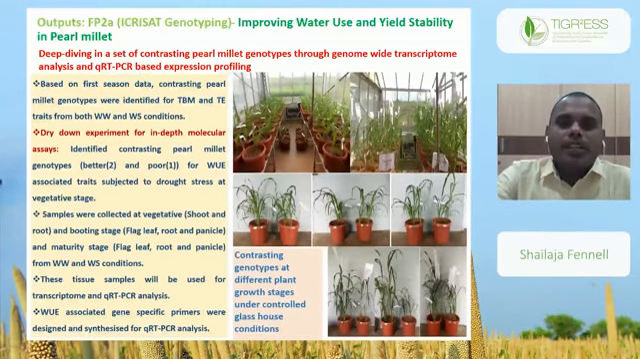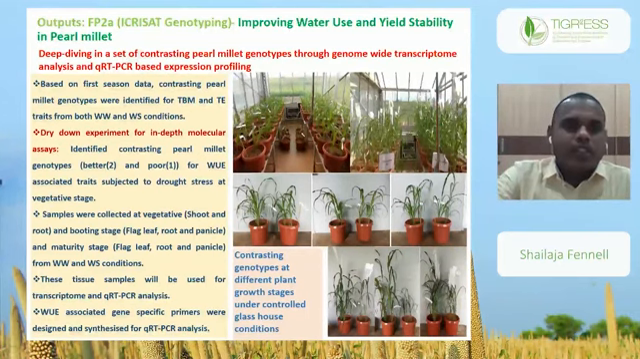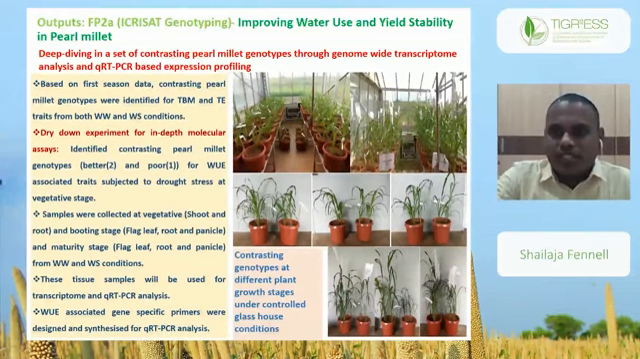Similar to the sorghum work, we also conducted a dry down experiment for deep diving into a set of contrasting pearl millet accessions to study the molecular networks underpinning this water use efficiency trait. Based on first season data, we identified contrasting pearl millet accessions. We chose two better performing accessions and one poor performing accession, and subjected them to drought stress at vegetative stage. We collected shoot and root tissues at vegetative stage.